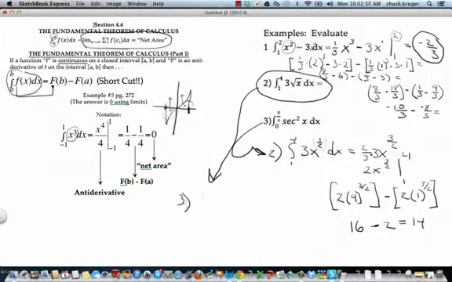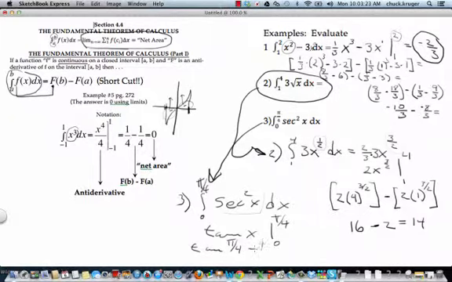Here's number 3. I'm evaluating from 0 to pi over 4 of secant squared x dx. The antiderivative of secant squared x is tangent x. And I'm evaluating that from 0 to pi over 4. So that means the tangent of pi over 4 minus the tangent of 0. The tangent of pi over 4 is 1. Tangent of 0 is 0. And I get 1 as my answer.